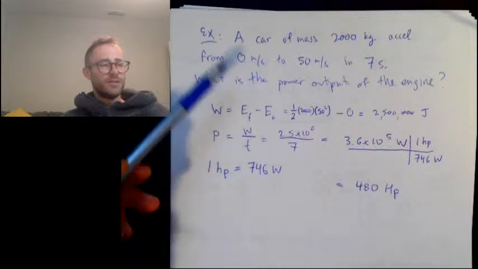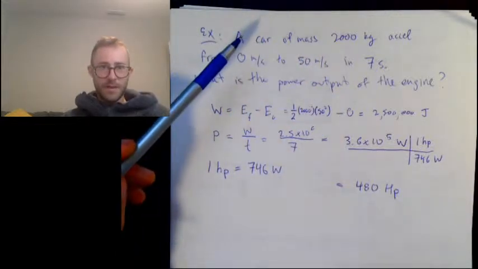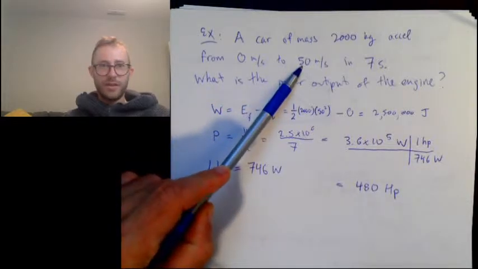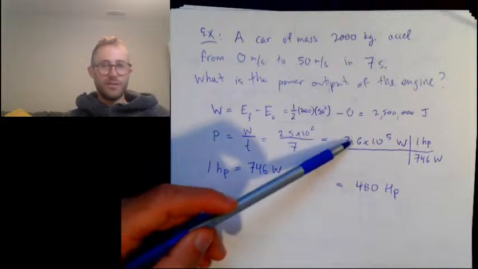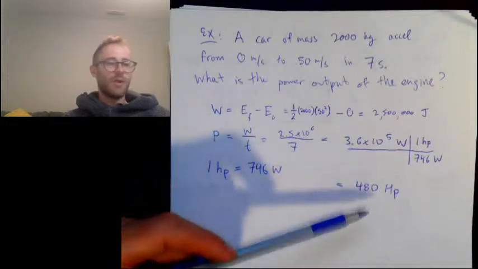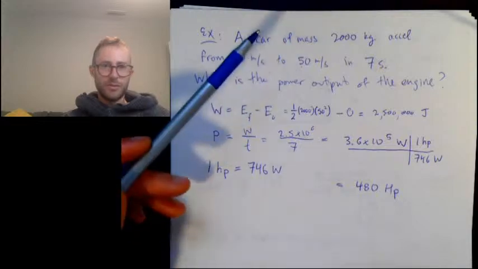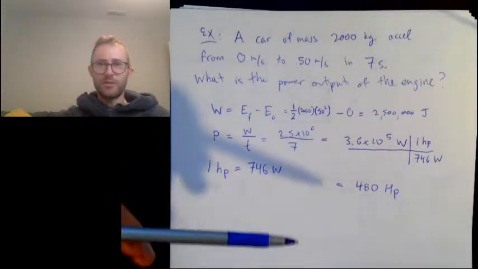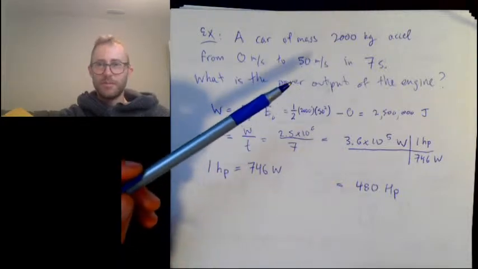So because we didn't account for air resistance in this problem, in order to increase the speed to 50 meters per second, it would actually have to do more work than this, and as a result, the power output would be greater than 480. I'm not sure what the power output of a sports car is, but it would probably be greater than that. Maybe I'll look it up for the chat.